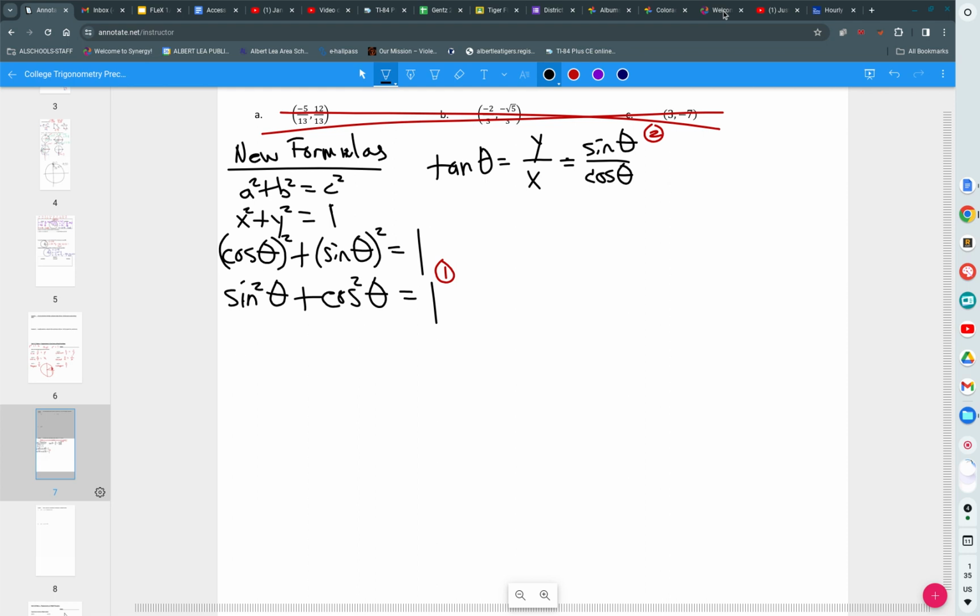Okay, so let's go to our third and fourth formula. In order to get our next formula, we're going to take sine squared of theta plus cosine squared of theta is equal to 1. And what we're going to do is we're going to manipulate this formula by dividing through by cosine squared.